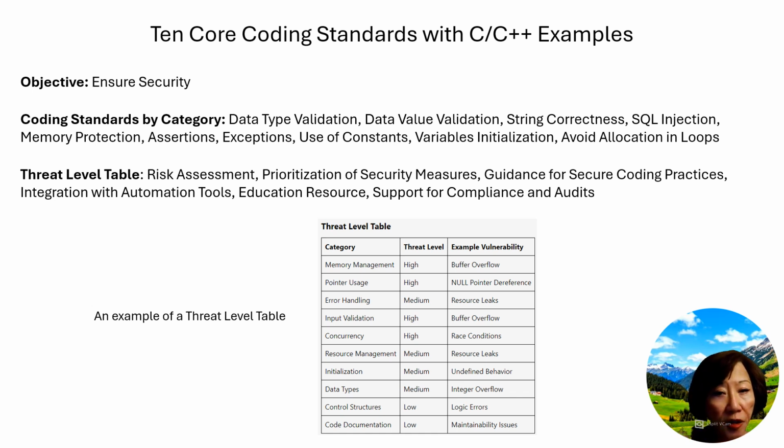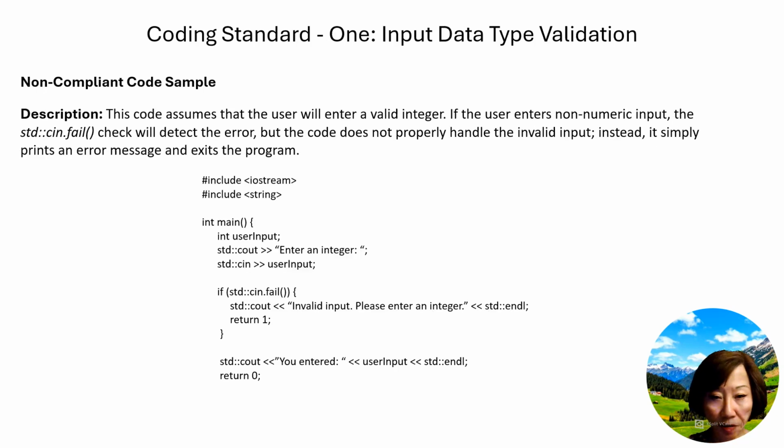Furthermore, this is for supporting compliance and auditing. By providing a structured approach to identifying and addressing vulnerabilities, the threat level table aids in meeting industry standards and regulatory requirements. It ensures that security measures are in place to protect sensitive data and maintain compliance. So let's jump right into the coding standards.